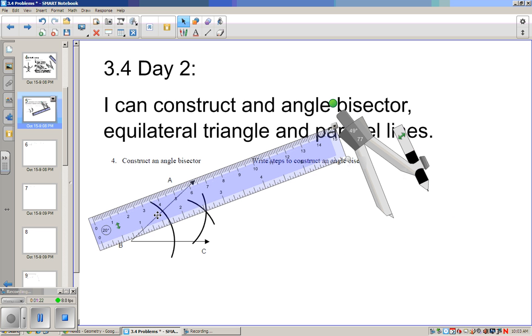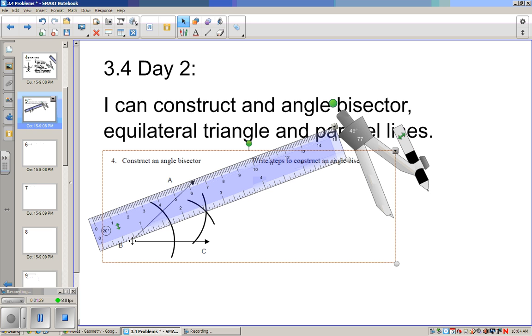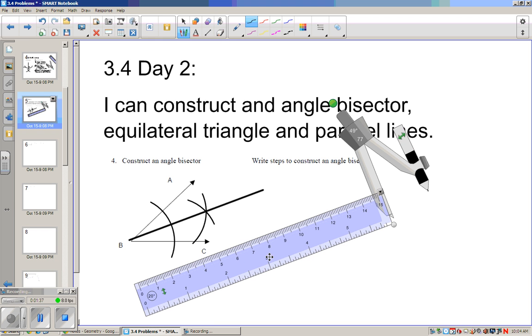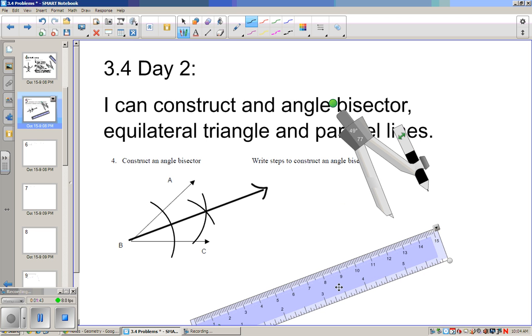So take your straight edge, and you're going to draw your line from the vertex of the angle through there, and that is our angle bisector. And we're going to draw a little arrow on the end because it's a ray, it can continue on forever. So our angle bisector for angle ABC is drawn there.